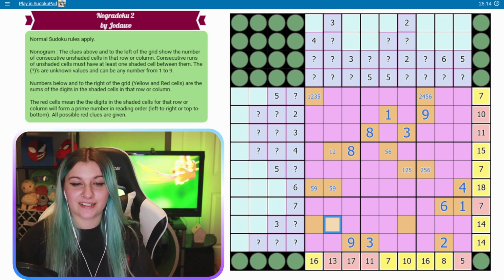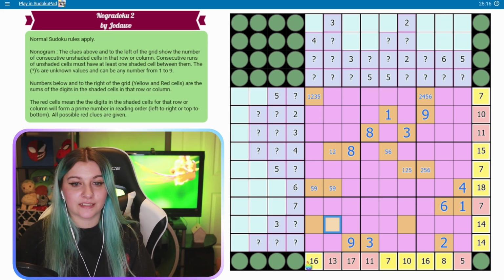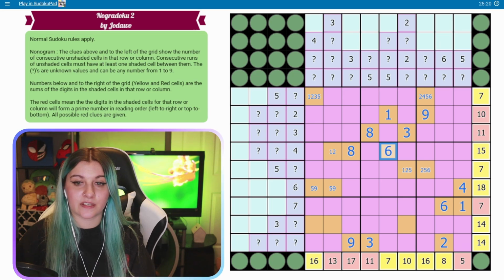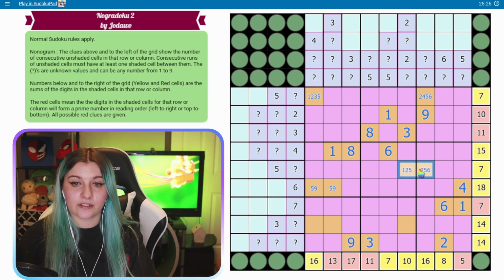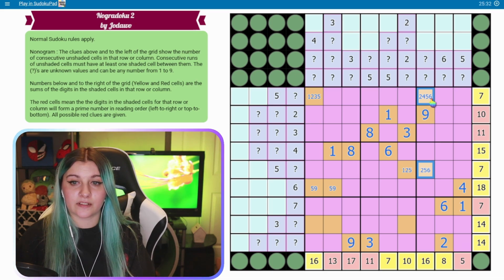I'm gonna come back to that one. 16 here. Something where I have some digits. There you go. This is a 6, meaning this needs to be a 1. There you go. 7 here. This can't be a 6. That's okay. This column. Oh yeah, something needs to change here.